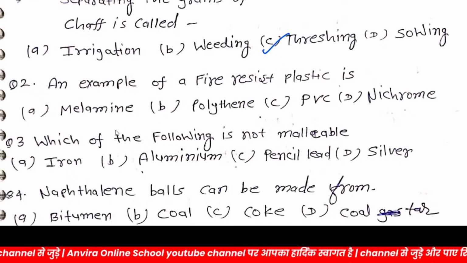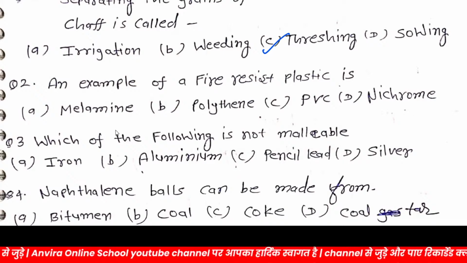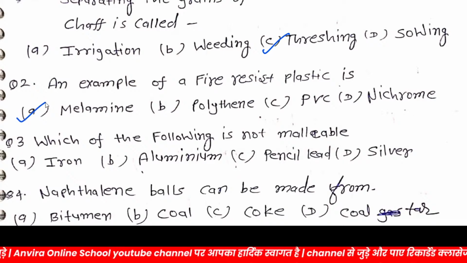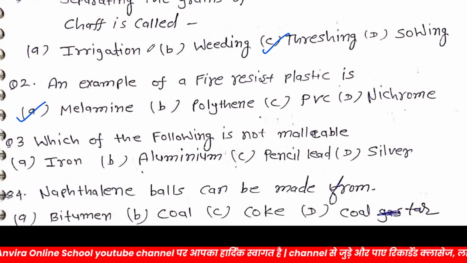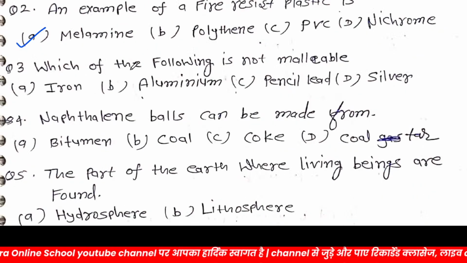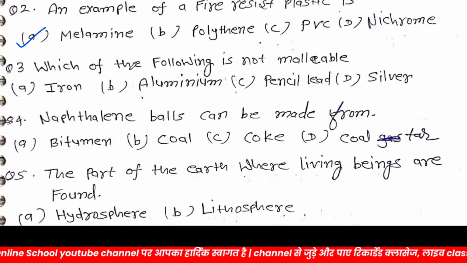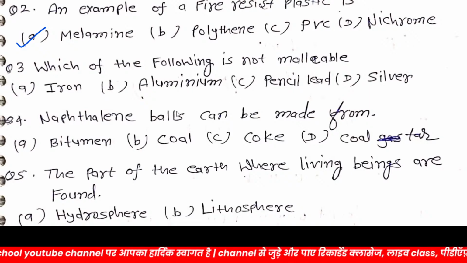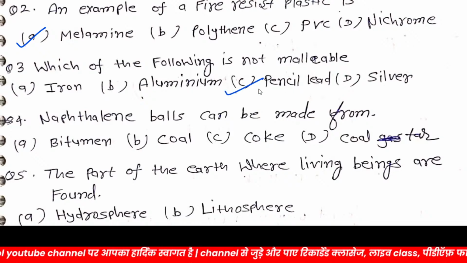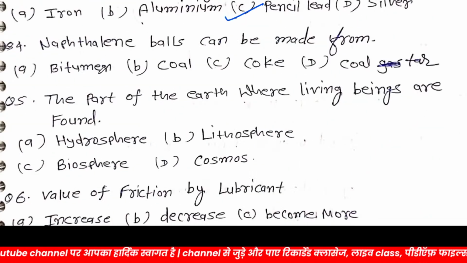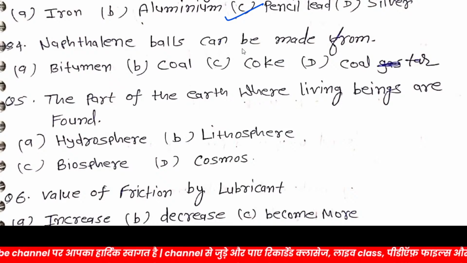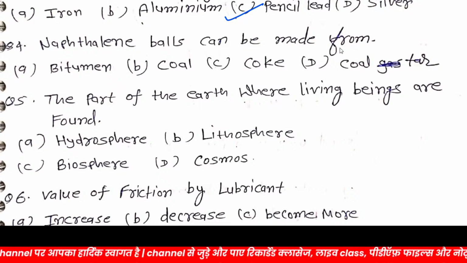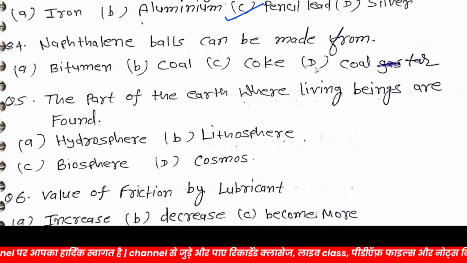Next, an example of a fire resist plastic is melamine. Next, which of the following is not malleable? Pencilate. Next, naphthalene balls can be made from coal tar.